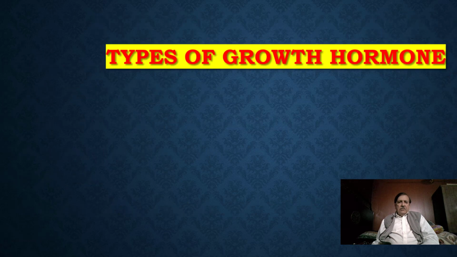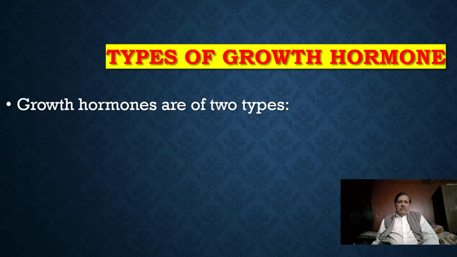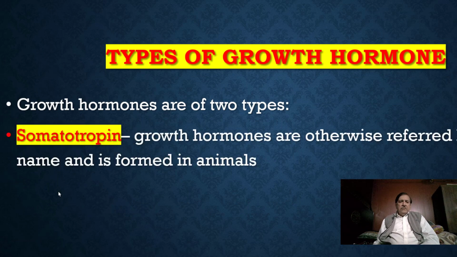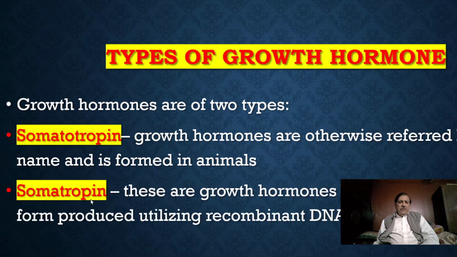Types of growth hormones. Growth hormones are of two types. Somatotropin growth hormones are otherwise referred to by this name and are formed in the animal. Somatotropin can also be synthetic, produced using recombinant DNA technique from Escherichia coli.